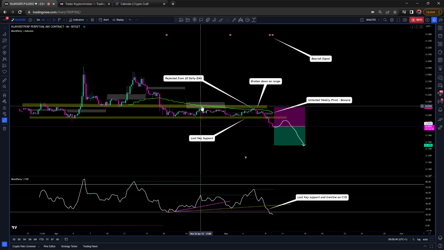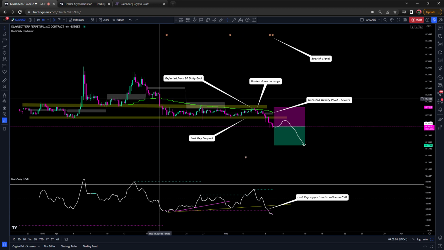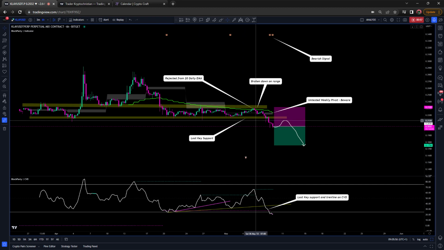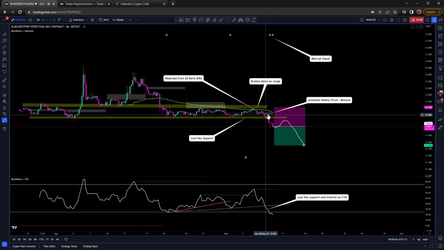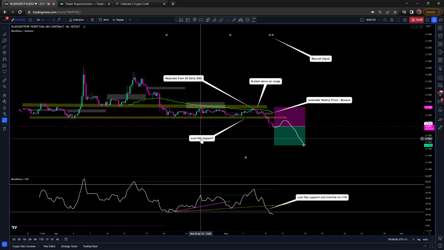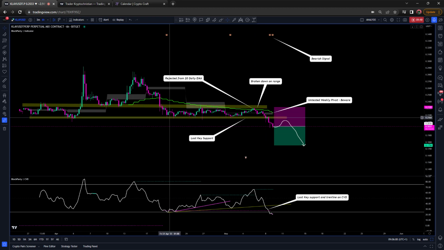We had a couple of rejections from the 20 daily exponential moving average, both here and here, after breaking it again here. Again, the exponential moving averages, certainly on the daily with the 20, 50, 200, do act as very strong resistances or supports. Like I said, this is a very, very key support.